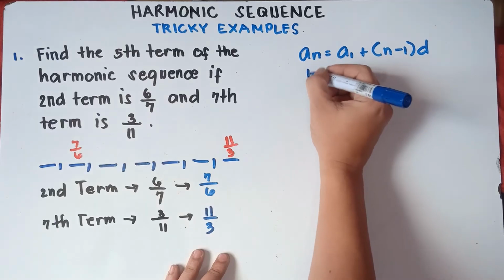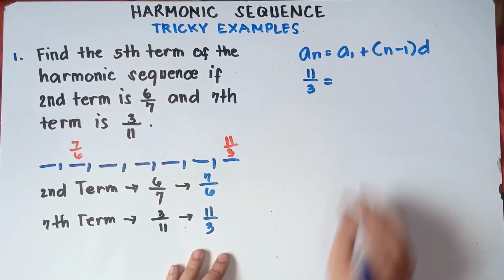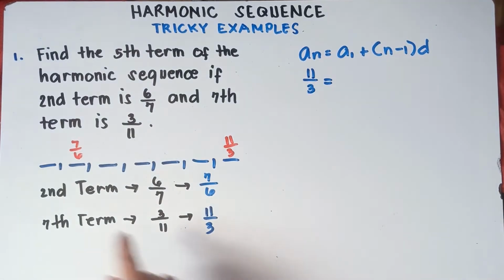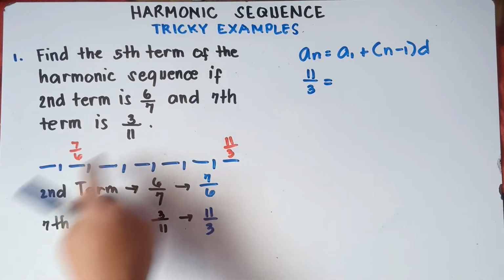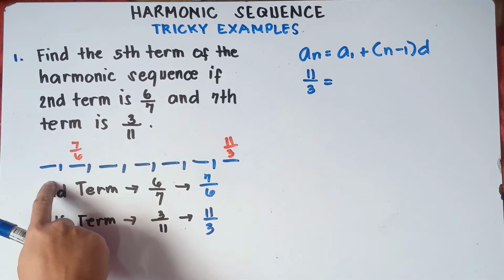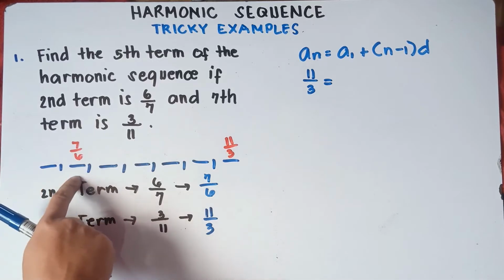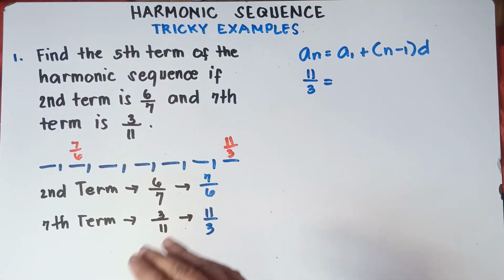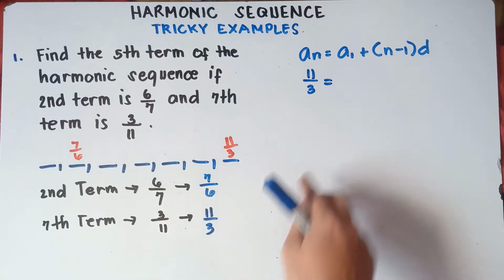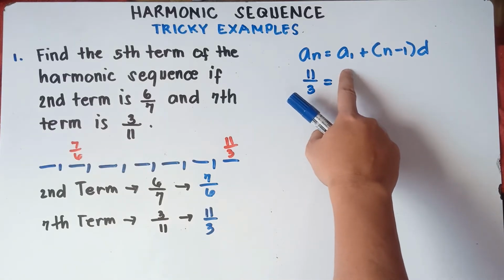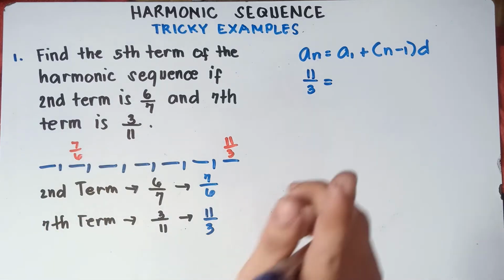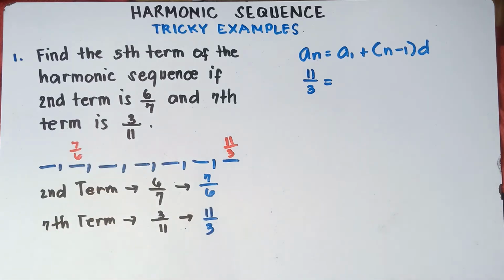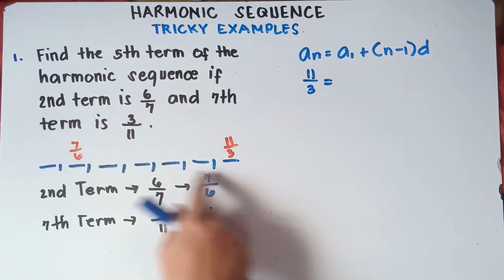So we have 11/3 equals, now check this one, class. We don't have the first term, but the good thing is we have the second term. So the thing that we will do is we need to adjust.